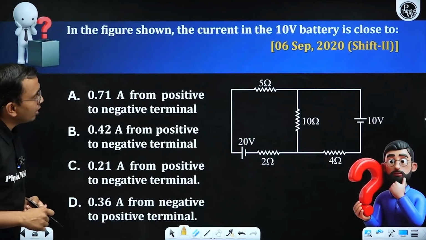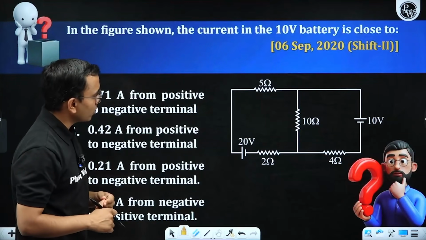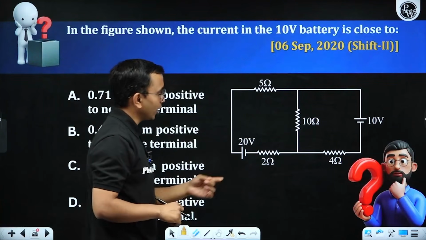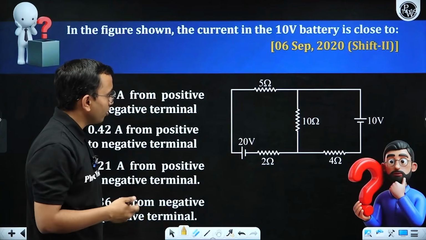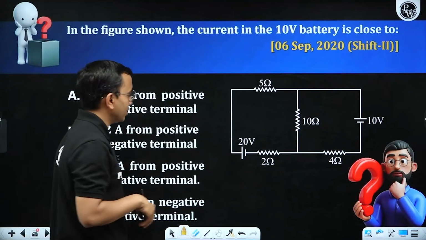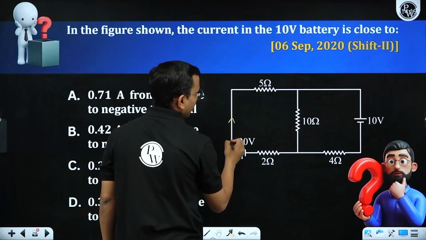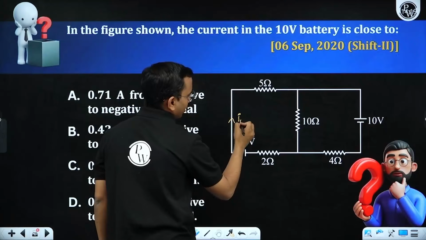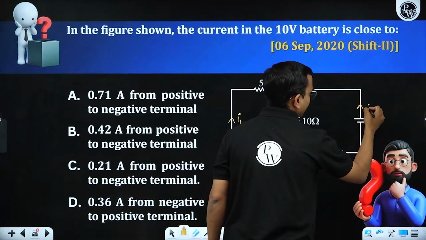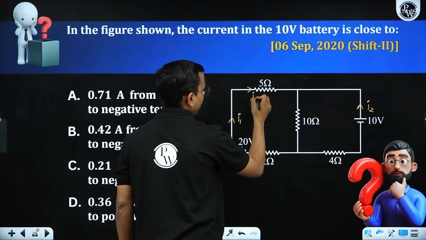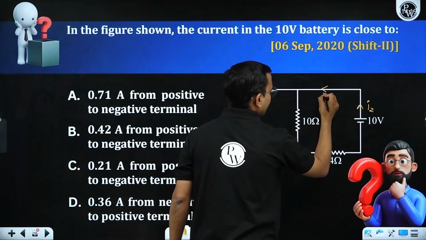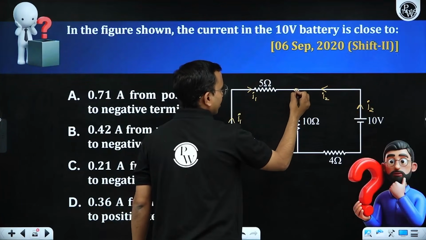In the figure shown, the current in the 10-volt battery is close to. Okay, in the 10-volt battery, we have to find how much the current is. How to solve it? We need to first consider the currents. Let us take this current as I1 and this current as I2. So here I1 will come, here I2 will come. I'm using the junction rule at this point.